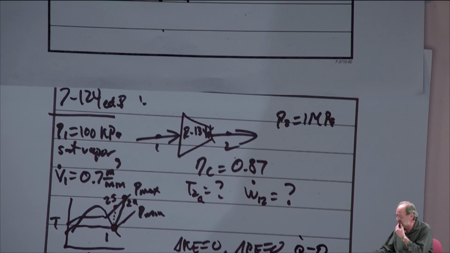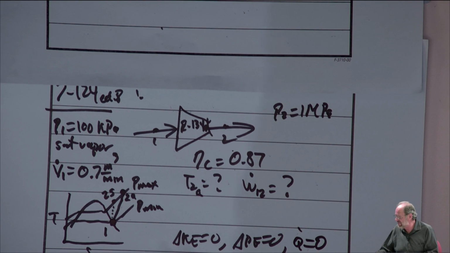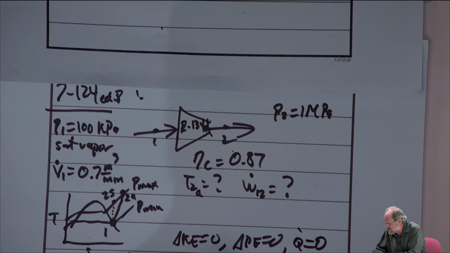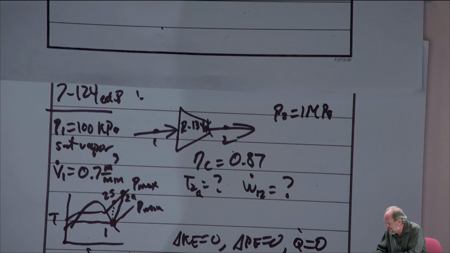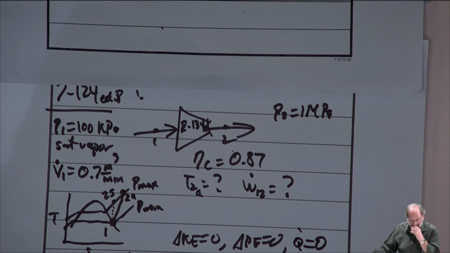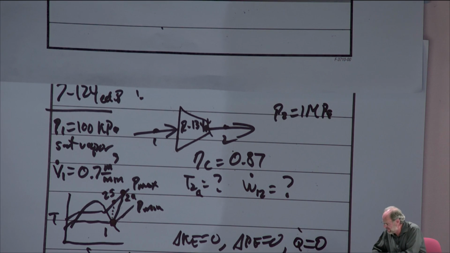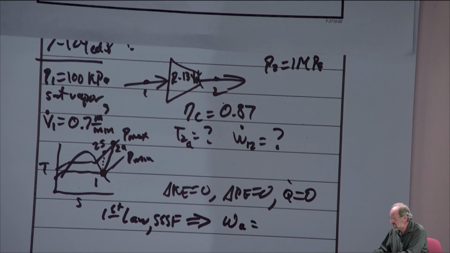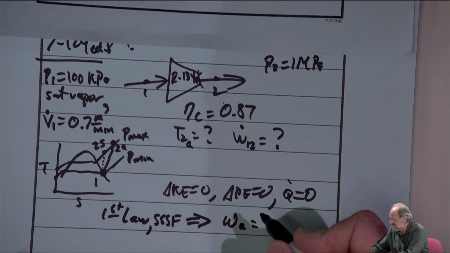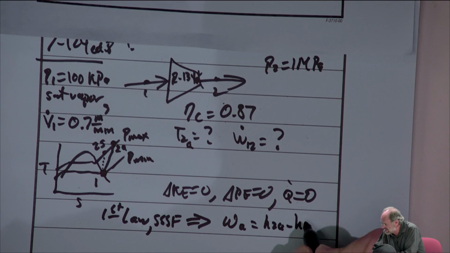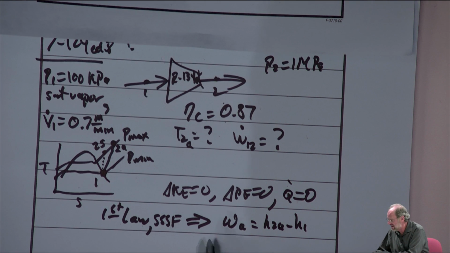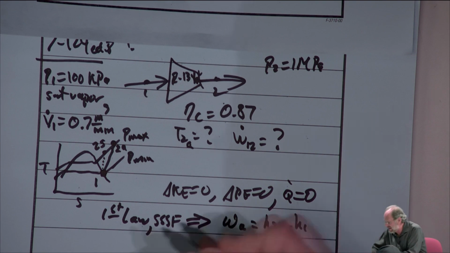And since they've asked for the power, then I'm going to write my first law in terms of rates. So first law, single stream steady flow. For a compressor, well, I think we know what this is going to be. The work per unit mass actual is just going to be, and again, this is our magnitude, H2 actual minus H1. So ultimately, that gives me the work per unit mass, but I need it on a rate basis. So this probably isn't the best form. Let's just multiply both sides by m dot.